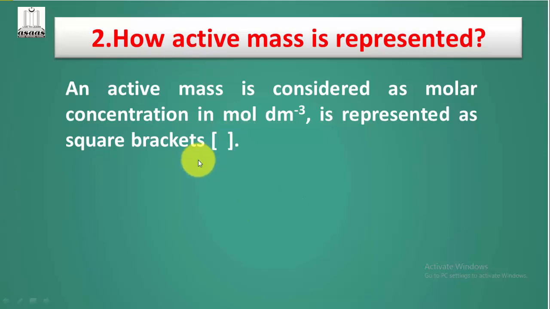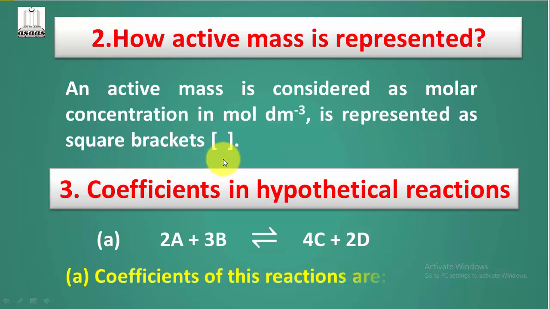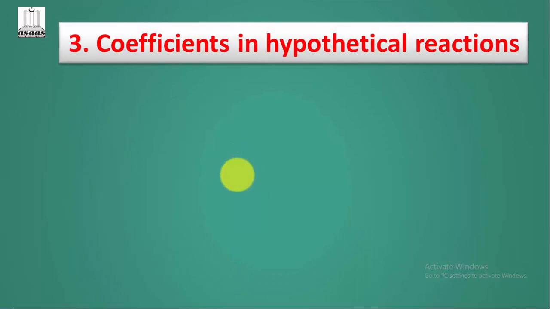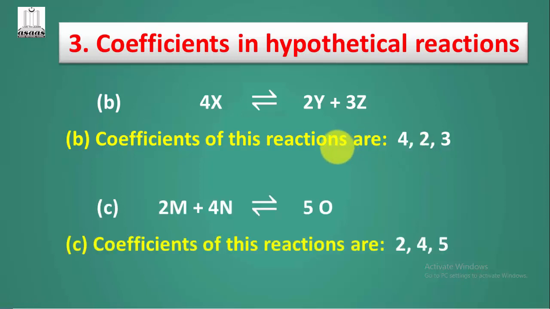And the third question is the coefficients in hypothetical reactions. The first reaction 2A plus 3B is equal to 4C plus 2D. So coefficients are 2, 3, 4 and 2. And similarly in B and C, the coefficients of the reaction B are 4, 2 and 3. And in the last one, 2M plus 4N is equal to 5O, in which the coefficients are 2, 4 and 5.